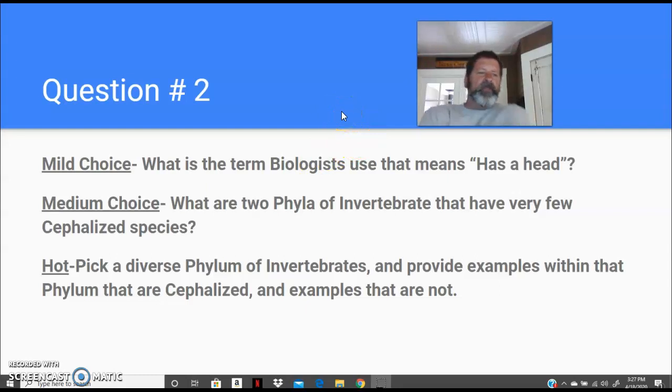Okay, question number 2 has the mild, medium, and hot choice. Question number 2, what is the term biologists use for has a head? That's for the mild choice. The medium choice, what are 2 phyla of invertebrate that have very few cephalized species? You'll hardly find anything that's cephalized in that phylum. And then your hot choice, your hardest of the 3, pick a diverse phylum of invertebrates and provide examples within that phylum that are cephalized and some examples that are not. So just write cephalized, non-cephalized, and give me some examples of critters that you can think of within one phylum.